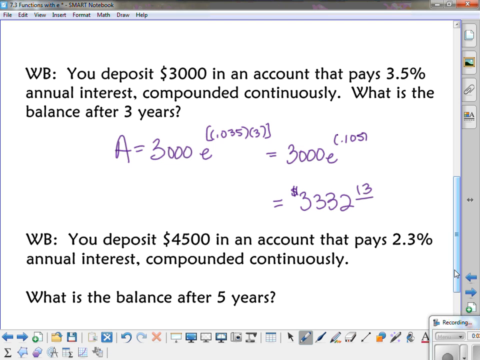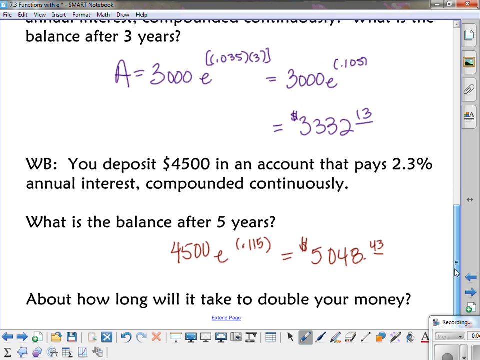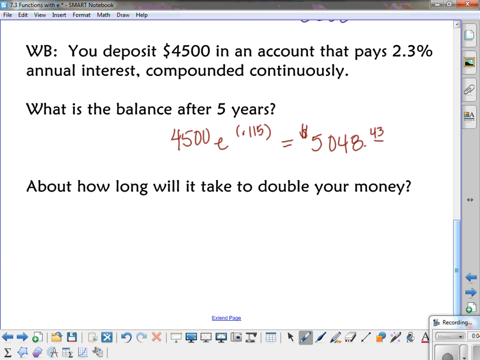You deposit $4,500 in an account that pays 2.3% annual interest compounded continuously. What is the balance after 5 years? Okay, so we came up with $5,048.43.